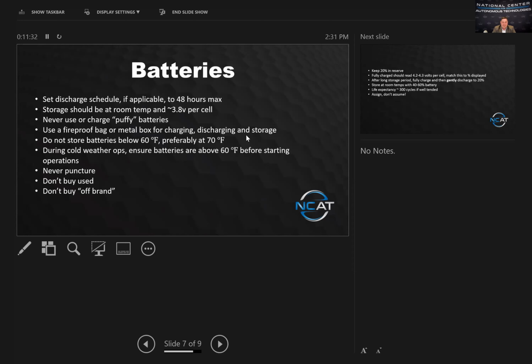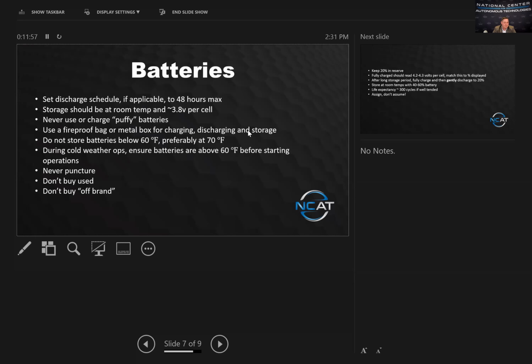When you're charging and discharging, you want to use a fireproof bag or a metal box. They make these really nice LiPo charging bags, or you can use old ammo cans, things like that. You don't want to put it in a place where it can cause a fire, because they are lithium batteries, and there is a chance of fire. It's small, but the chance is there.